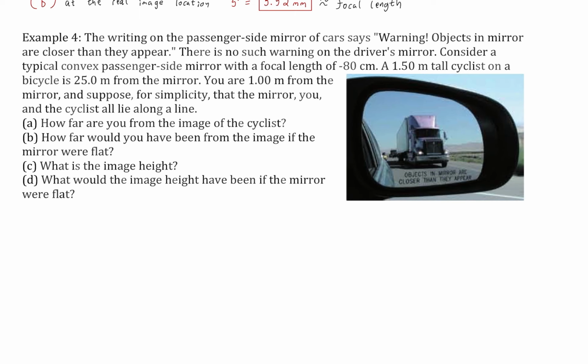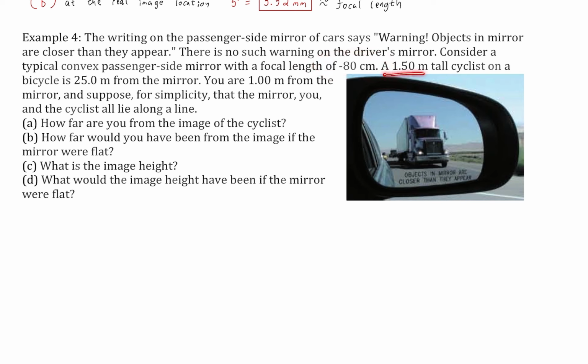So the writing on the passenger side mirror of cars says, "Warning: objects in the mirror are closer than they appear." There's no such warning in the driver's mirror, right? Why is that? Because it's not curved, right? Consider a typical convex passenger side mirror with a focal length of -80 centimeters.